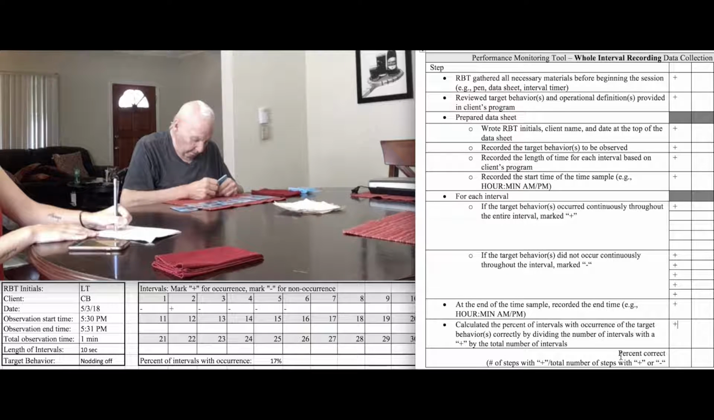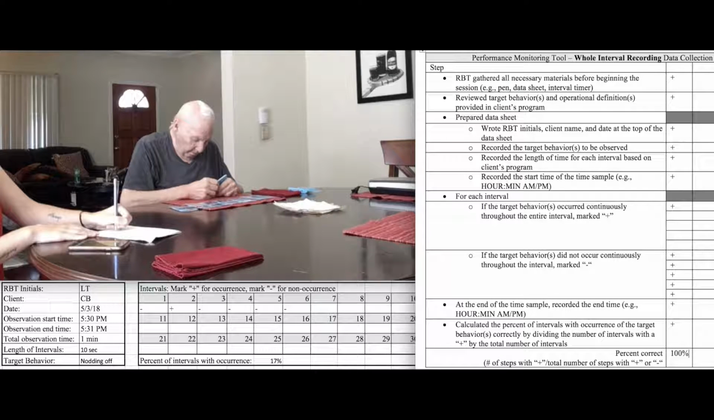So now for us to calculate our total percentage correct, we're going to look at all of the steps that the RBT performed, and we see that she got a plus on every single step. So for this data collection, our RBT gets 100%. Great work.